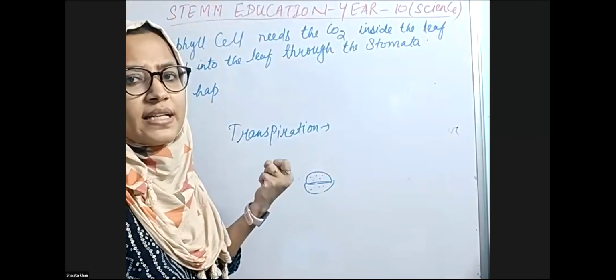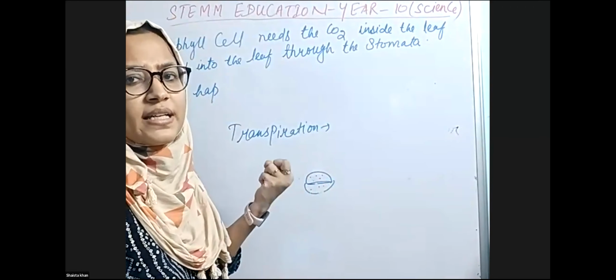Where were we? We were studying about the carbon dioxide. So the mesophyll cell needs the carbon dioxide inside the leaf, which gets into the leaf through the stomata. And how does carbon dioxide get into the leaf? It gets inside the plant through the leaf, through the stomata, and it happens through the process of diffusion.